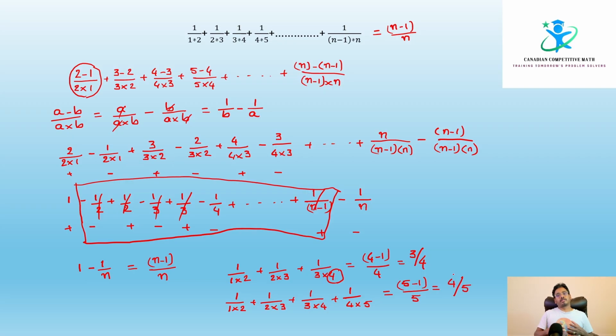So if you want the full 1000 term summation, that will simply become 999 by 1000. So compared to the brute force method we have seen before, this is much easier. We need not do all these complex additions and summations.